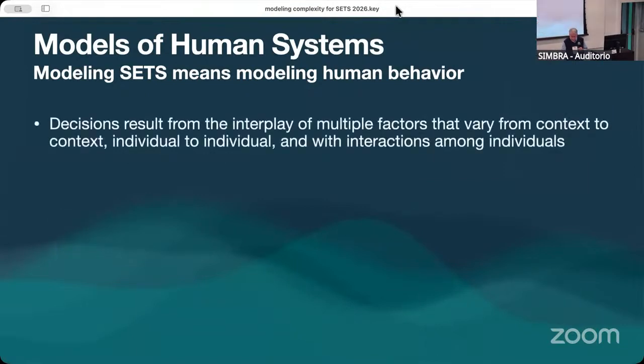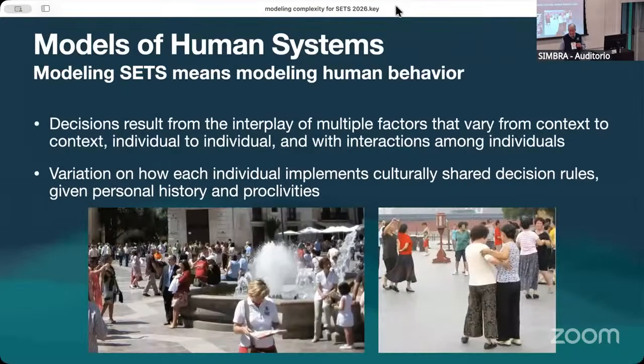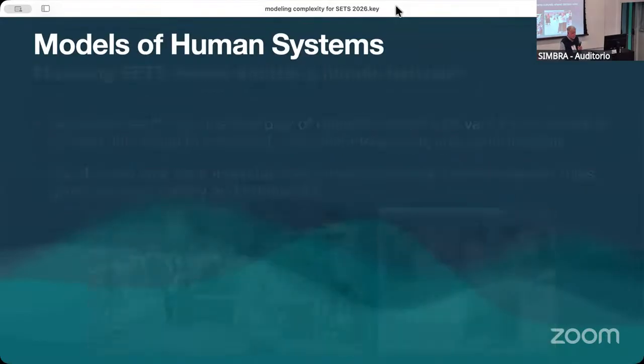And in fact, the decisions and actions we do are the result of many factors operating together, and it varies from context to context, individual to individual, and individual histories, right? So this is why we have variation in how each individual affects or implements culturally shared decision rules. And we have different personal histories and values.